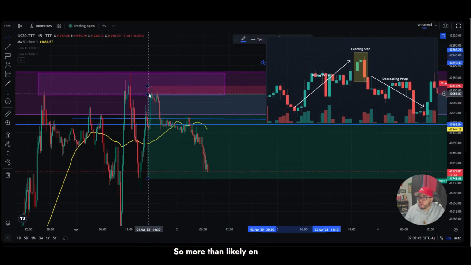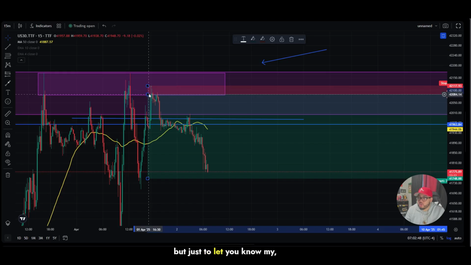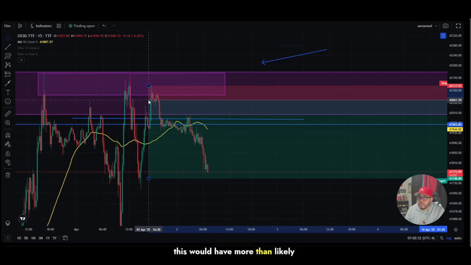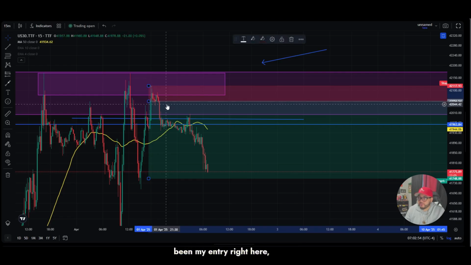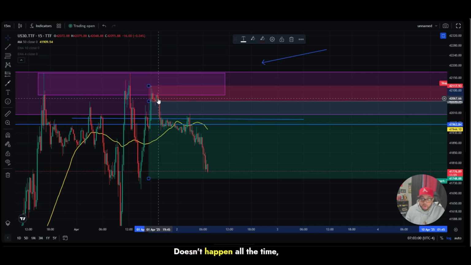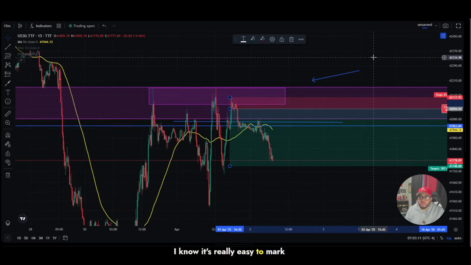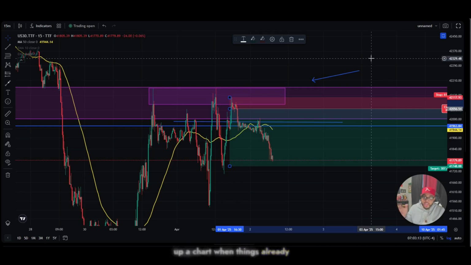So more than likely on this particular one, I didn't take this trade, but just to let you know my thoughts while I'm trading, this would have more than likely been my entry right here, right? Little to no risk. Would have probably been 0 drawdown. It doesn't happen all the time, but just kind of how I look at the markets. We had an evening star at resistance level, enter on the previous candle, huge candle towards the downside. I know it's really easy to mark up a chart when things already happen.